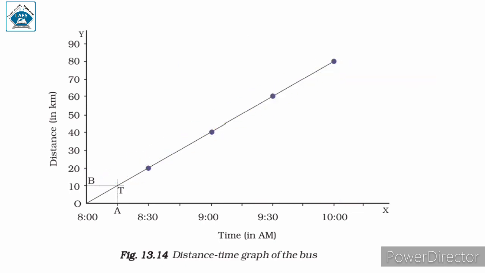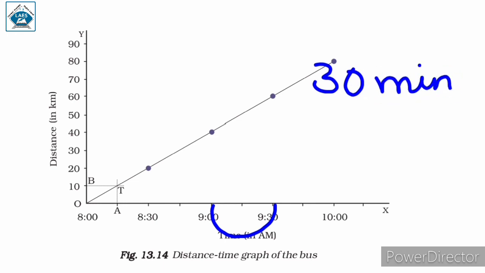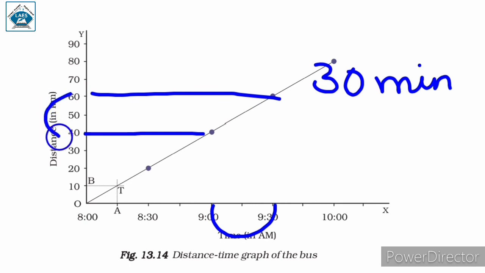So here if we calculate the speed in this time interval, we will get the same speed, because here also consider this time interval 9 to 9:30. The time is 30 minutes, that is fixed again. And as you can see, at 9 o'clock the distance travelled was 40 and at 9:30 the distance covered is 60. So subtracting these two, 60 minus 40, we again get 20 kilometers. So that is the distance covered in 30 minutes again.